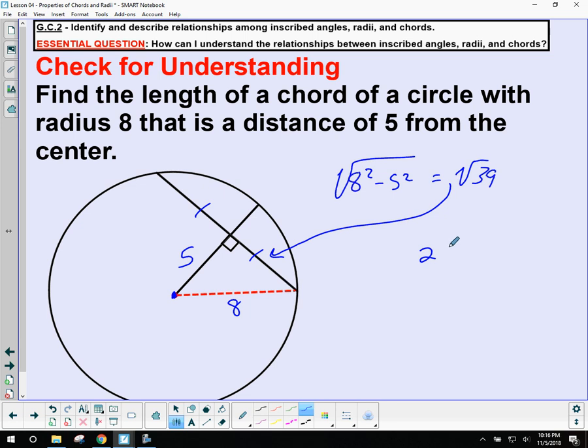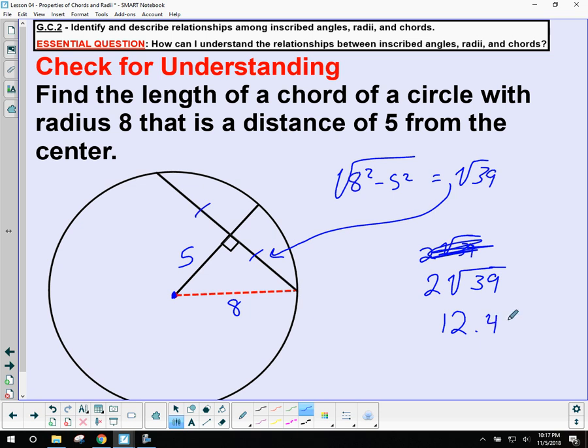I'm going to hit the times 2. I'm also going to hit the SD button just to get decimal. We get 12.49, which I think is an okay answer.